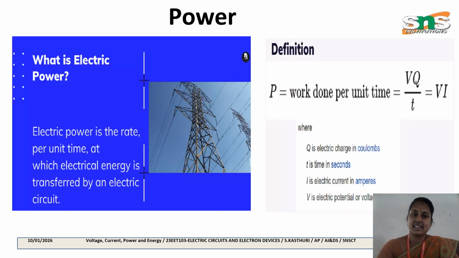The next is power. Electrical power is the rate at which electrical energy is consumed or converted. Power P equals voltage V times current I, measured in watts. For example, a 60 watt bulb consumes less power than a 1000 watt heater. Air conditioners consume high power, and low power IoT devices consume only milliwatts.